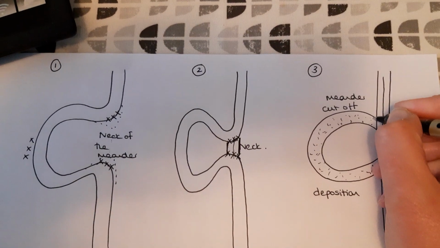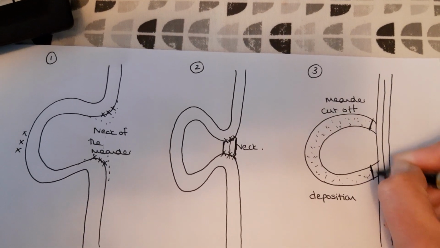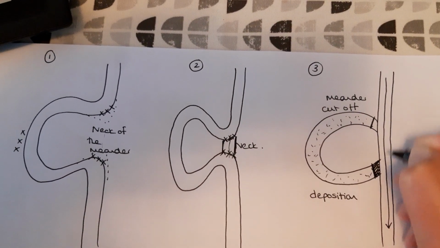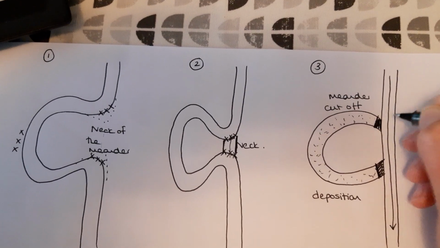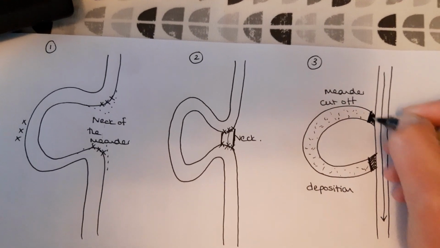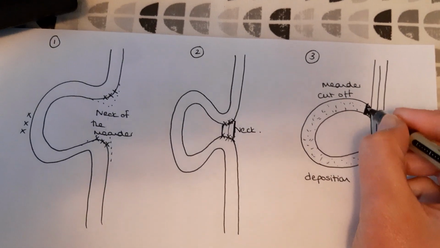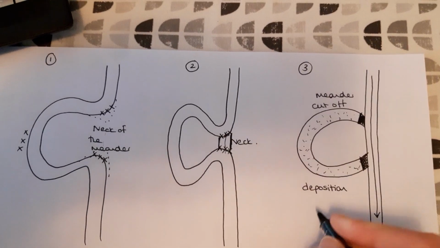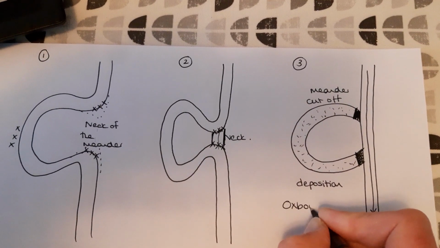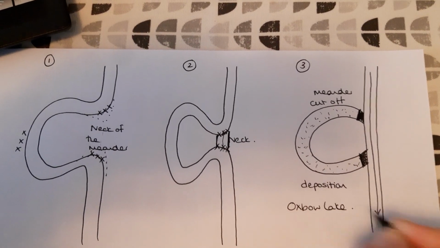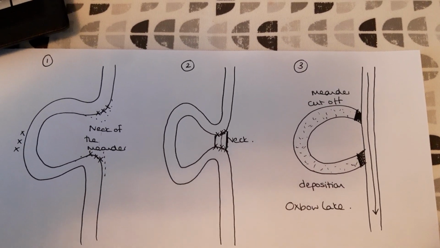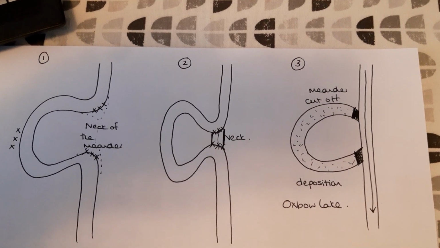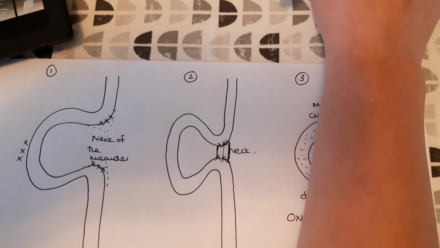Okay, normally these bits here dry out and turn into land. This bit here is probably left still with water in it, and this bit looks like a magnet now, doesn't it? This bit here that's left, this is called an oxbow lake. Okay, so that's the formation of meanders and then oxbow lakes.